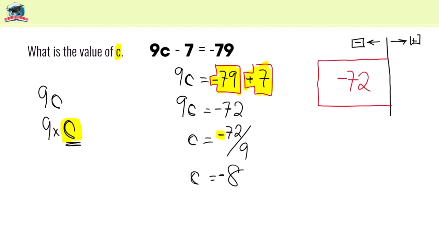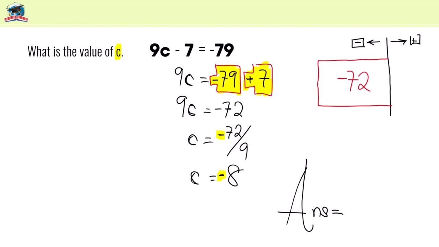Beautiful. Okay, let's keep highlight. Okay, highlight is there. So our answer is minus 8. Good. Let's tidy up. And let's write our ANS. ANS, our answer here is equal to minus 8. Beautiful.